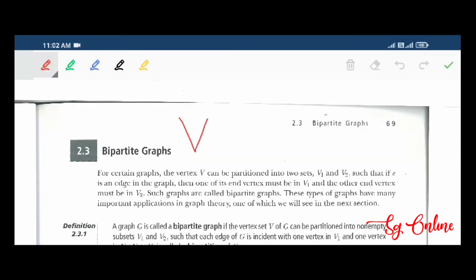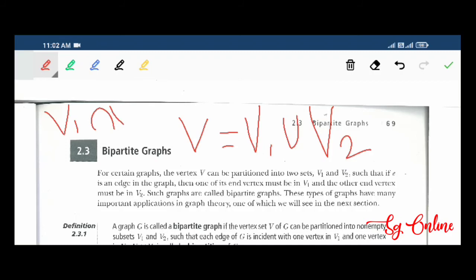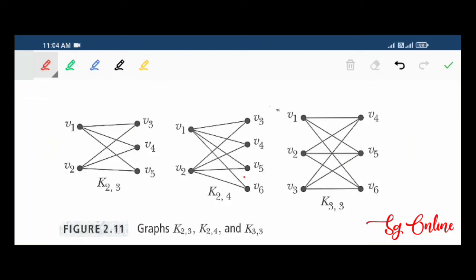If the vertex set is V, then V is partitioned into two subsets V1 and V2, which are disjoint, and the condition is that no two vertices of V1 are adjacent to each other and no two vertices of V2 are adjacent to each other. That is, the graphs are looking like this. Here are some examples of bipartite graphs.